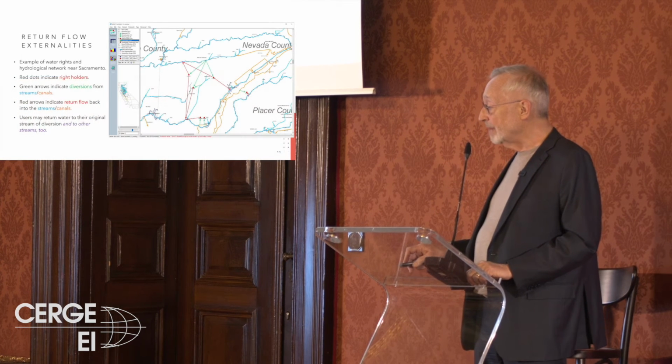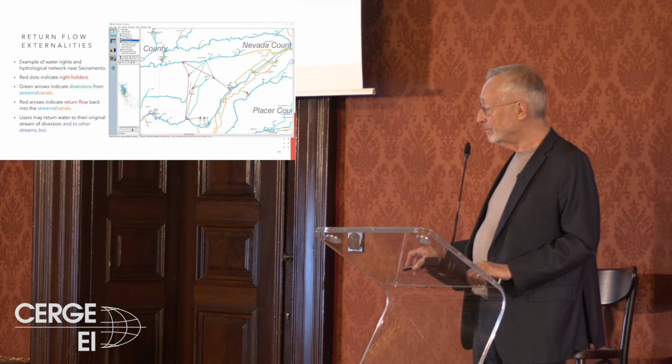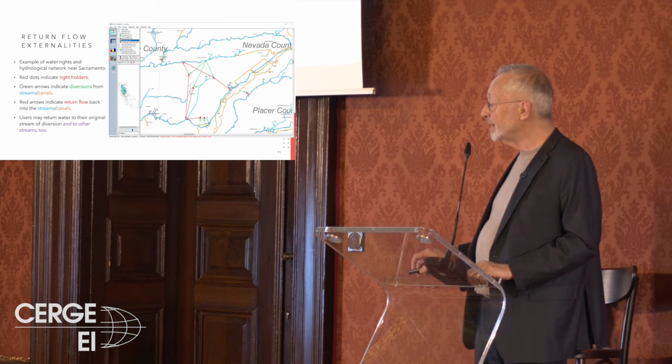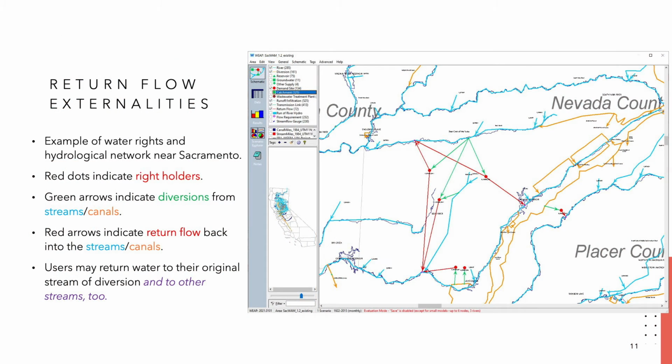So this is a real hydrological network from Northern California between Nevada County and Placer County over here. And what you're looking at, the red dots are the holders of rights, and the green arrows indicate diversions from streams or canals. So there's a point of diversion here at which water is taken by this farmer and that farmer and the one over here. And the red arrows indicate the thing that distinguishes water from oil, return flows.